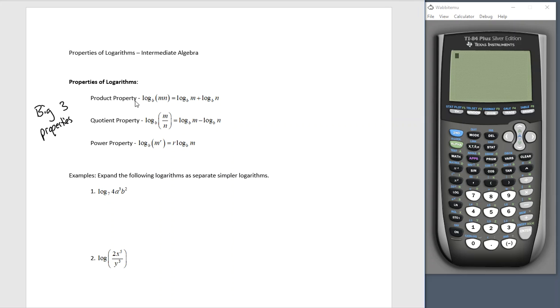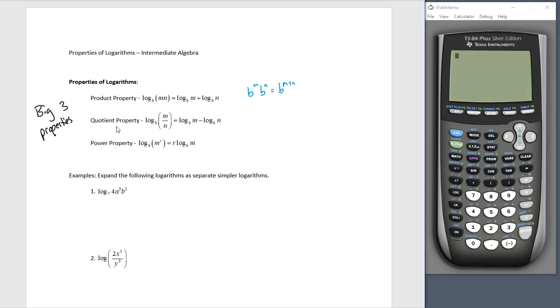The product property. Log base b of m times n is log base b of m plus log base b of n. And we think of this really as if we had b to the m multiplied by b to the n, right? If we're multiplying two things with the same base, we add their exponents. But remember, all a logarithm is an exponent. So we add the logarithm. So multiplication turns into addition.